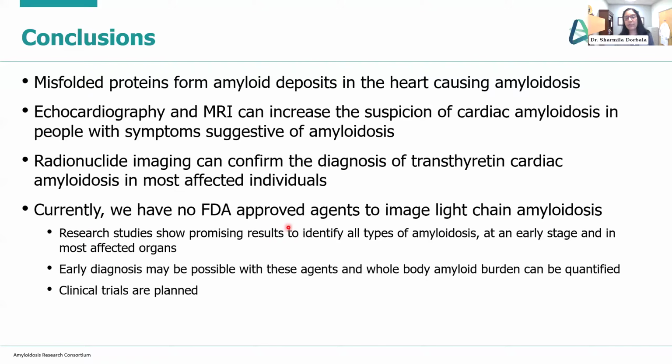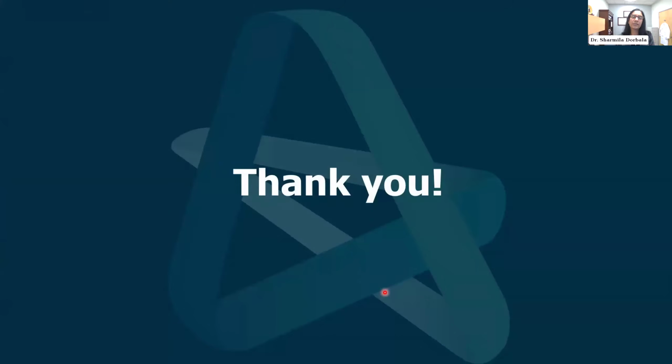Currently, we have no FDA-approved agents to image light chain amyloid in terms of radio tracers. Research studies that I shared with you show really promising results. Early diagnosis may be possible, and a phase 3 clinical trial is being planned. One is ongoing and another is being planned for one of these agents. So the future looks really bright for these agents.